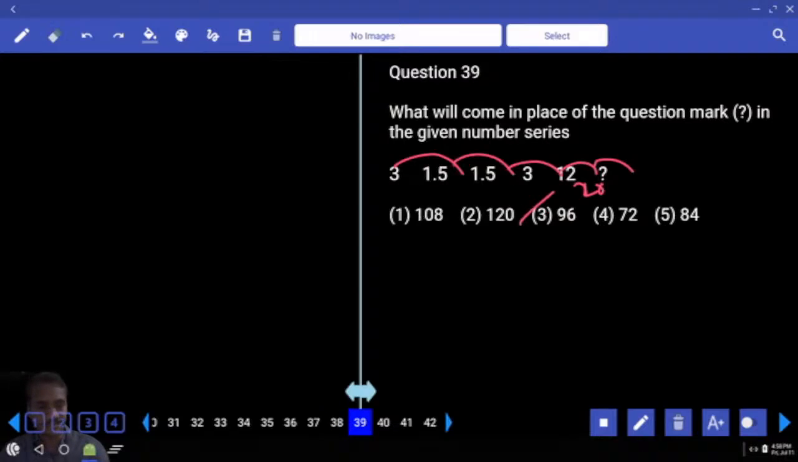Then next one, 39. Now 3 and 1.5. How can you work out this one? Into 0.5. Then into 1. Into 2. Into 4. Into 8. 12 into 8, 96, choice.